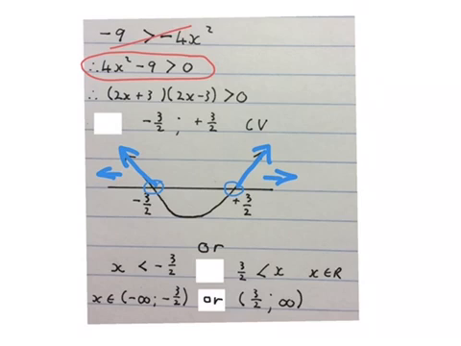You can also write it this way if you like to. You can say x is an element of from negative infinity on this side up to minus 3 over 2, or x is from 3 over 2 to infinity on this side all the way there. Choose either this or that way of answering.